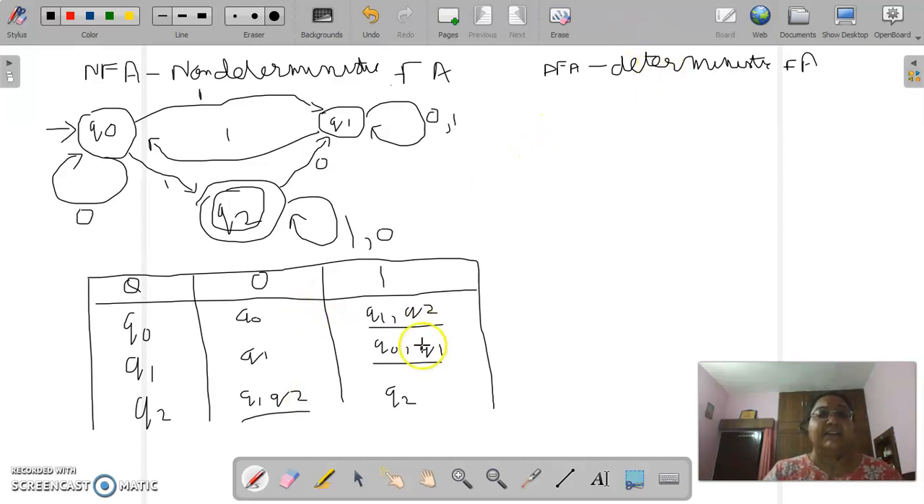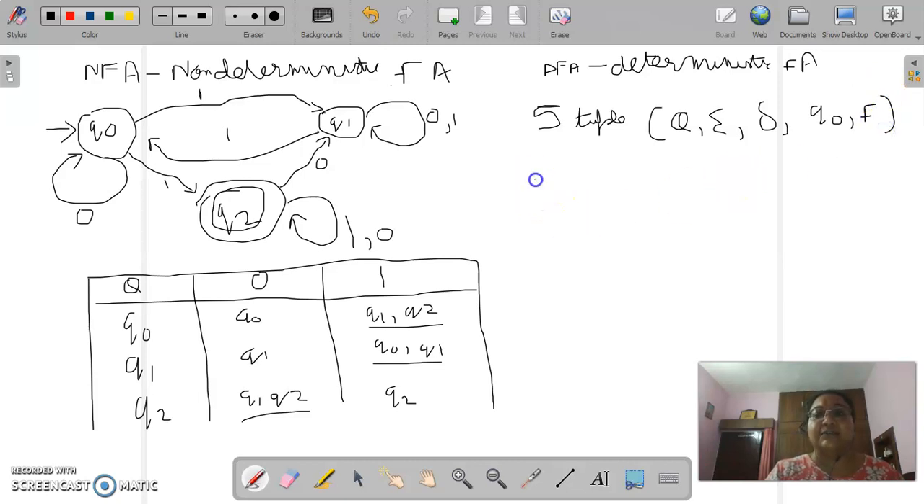In a DFA, this is not allowed. Only a single transition is possible for a given input and the state. So the DFA and NFA both have 5 tuples. So there is always a set of states Q. There is an input alphabet sigma. There is a transition function delta. There is an initial state Q0 and there is a set of final states.